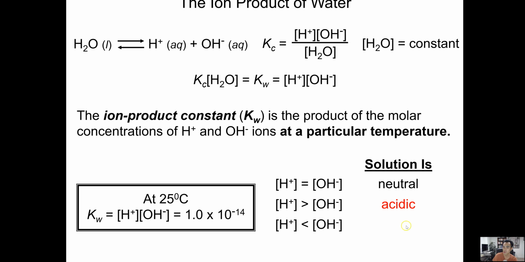And your third one is when you end up having the opposite, and you already guessed it. What would it be? Yes, it's going to be basic because the OH minus is going to be higher. So when you're looking at a KW equation, what you're really looking for is basically this idea of figuring out what the H plus is and what the OH minus is, because you already have the total.